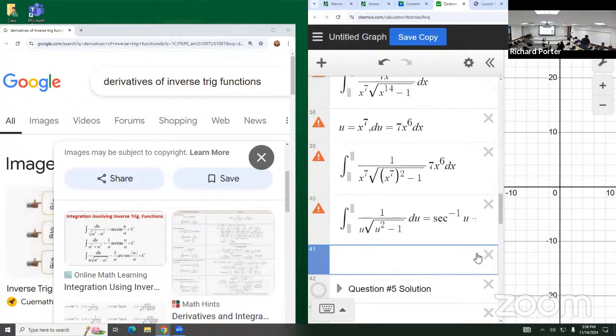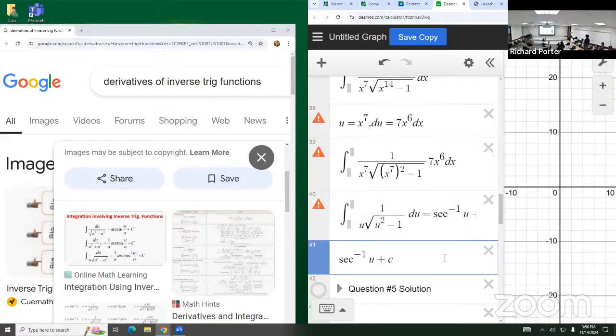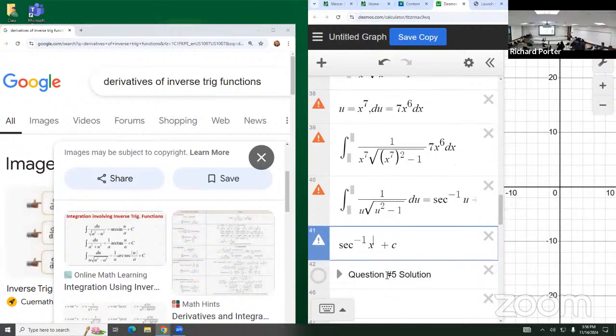Okay, all right, so anyway, you can't leave it that way. What do you have to do? You have to replace that u back with what? x raised to the 7.